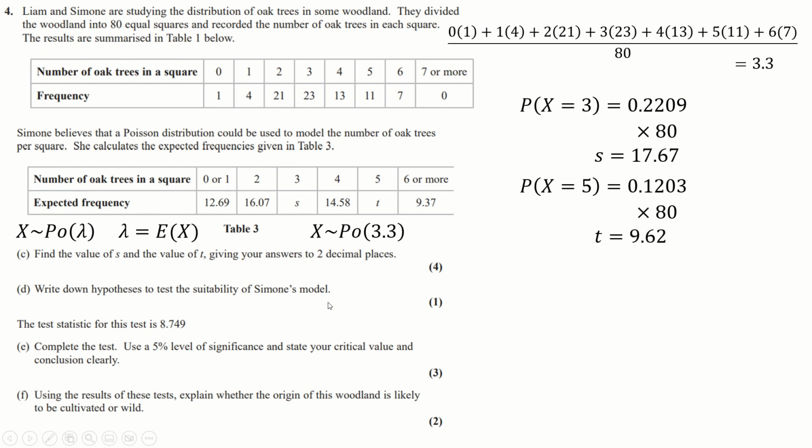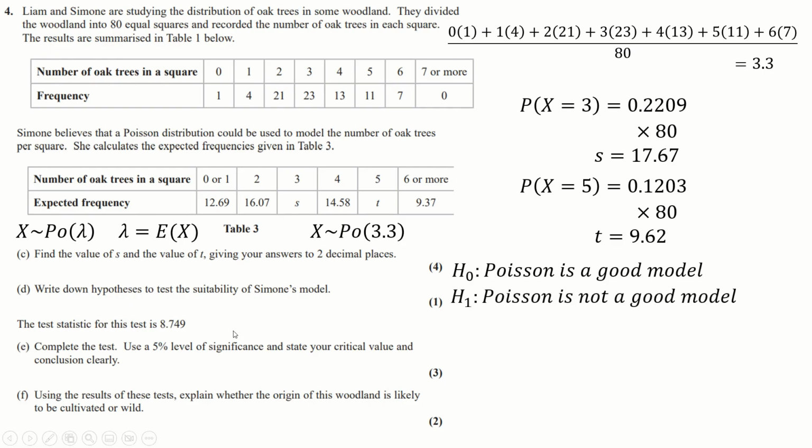Write down a hypothesis. So H0, I guess, is that Poisson is suitable. H1 is that it's not. So fine. Test statistic for this is this. So that's the x squared value that we worked out using O squared over E minus N and so on. But they've already done that for us. So now we just need to complete it.